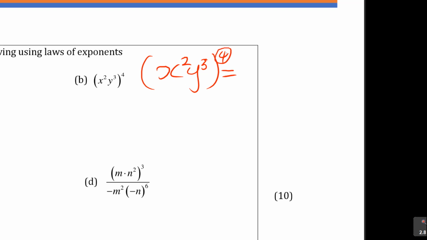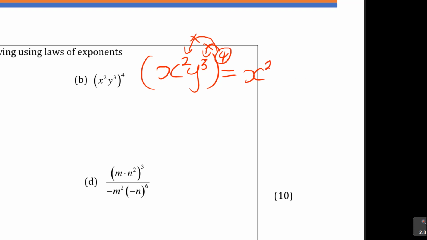This 4 will affect that and affect that, but because of the bracket, they are multiplying. Don't forget. So it's same as what? Can you try it? Try this. Pause the video here and try it yourself. What will be the answer here? I just gave you the hint.